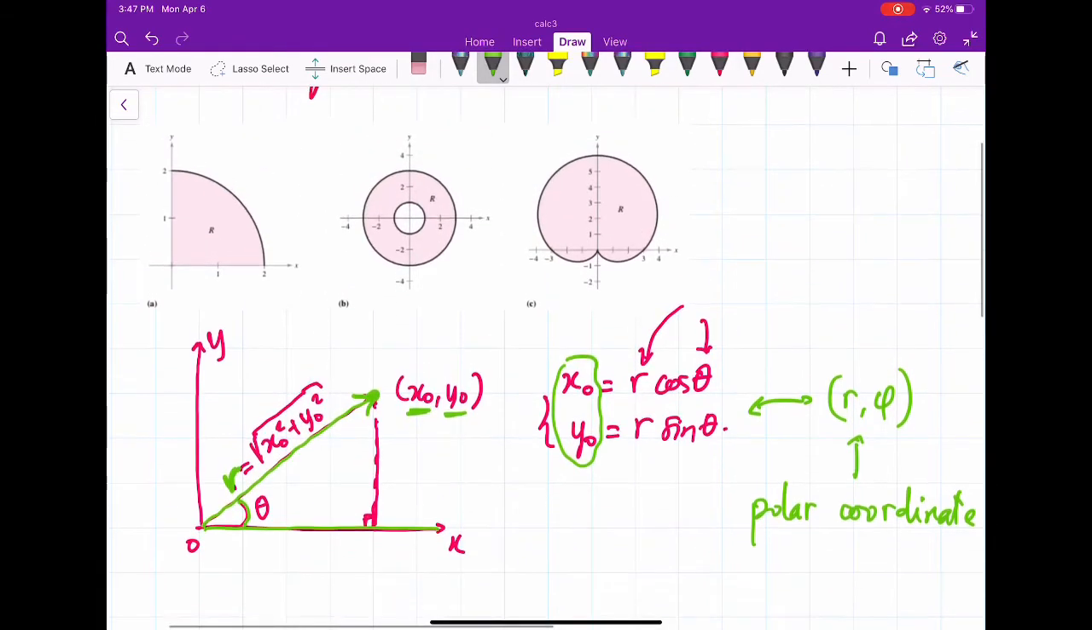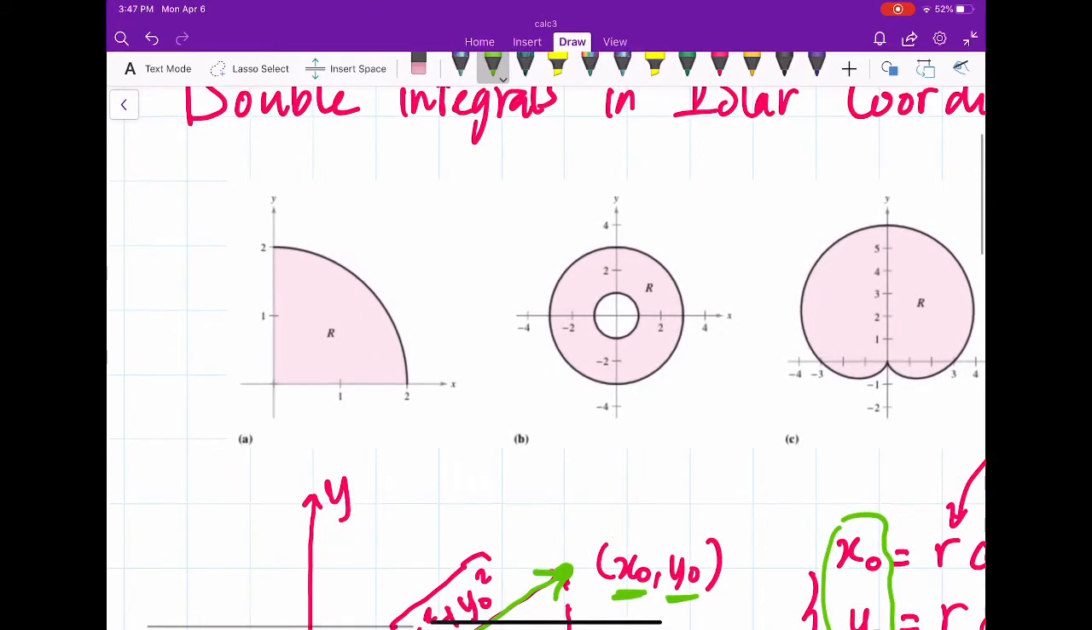Look at the first picture right here. You can guess that it's everything inside the intersection between the circle centered at the origin with radius equal to 2, and the first quadrant. So you may think this is x squared plus y squared less than or equal to 2 squared, and x and y greater than or equal to 0, right? So how do we express this using r and theta?